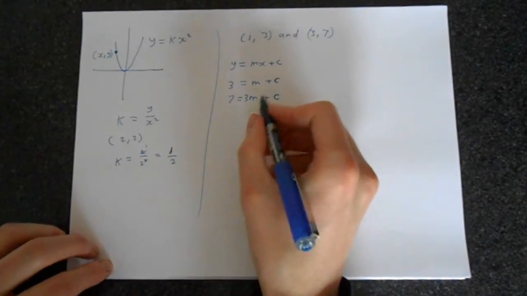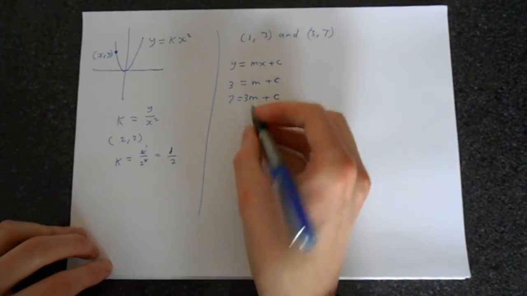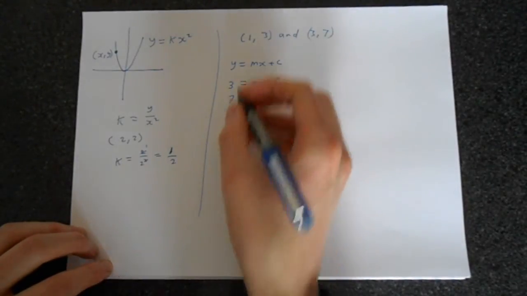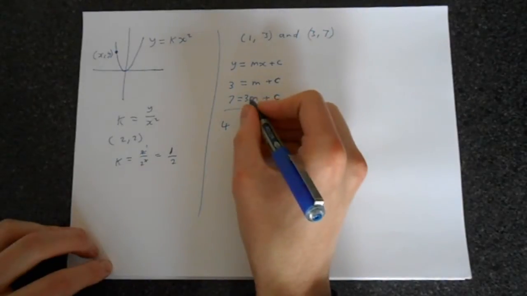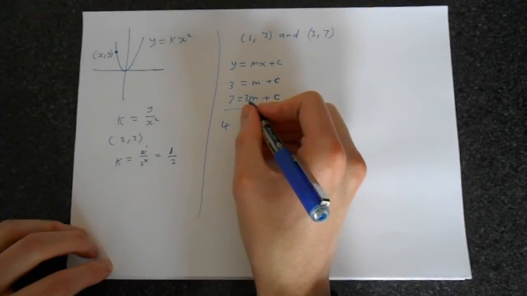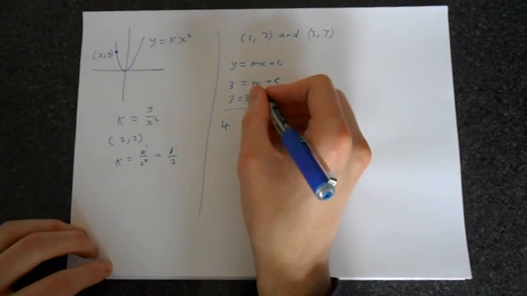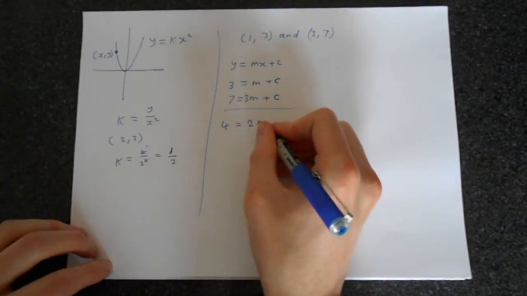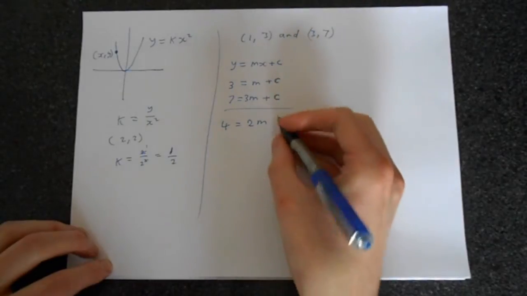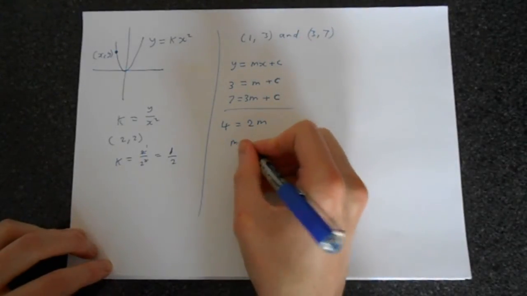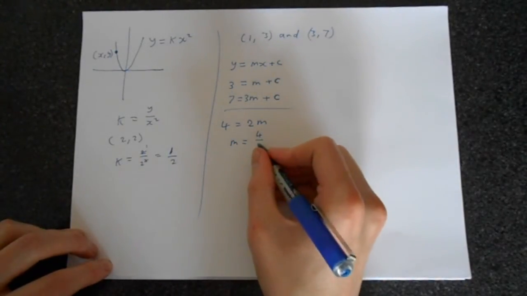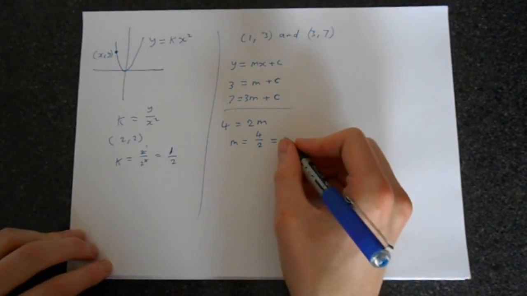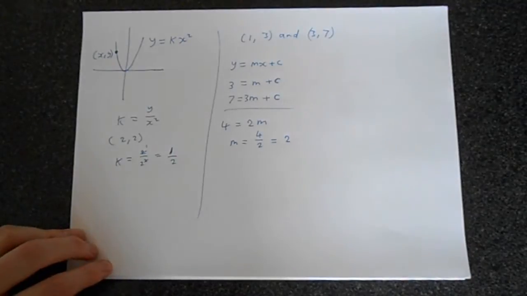And we can subtract these equations this way, so you can do 7 minus 3. What's 7 minus 3? That's 4. 3m minus m, that equals 2m, and c minus c is 0, so hence m is equal to 4 divided by 2, and 4 divided by 2 is not wildly difficult, it is of course 2, so we have the gradient 2.